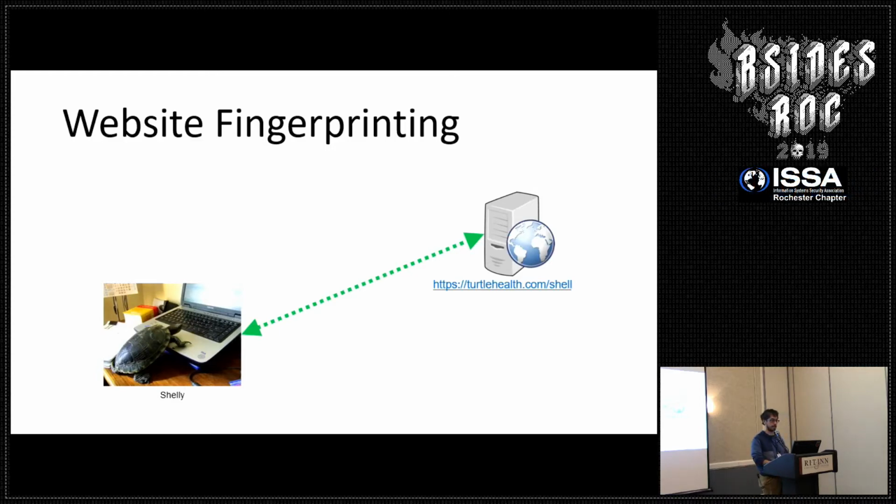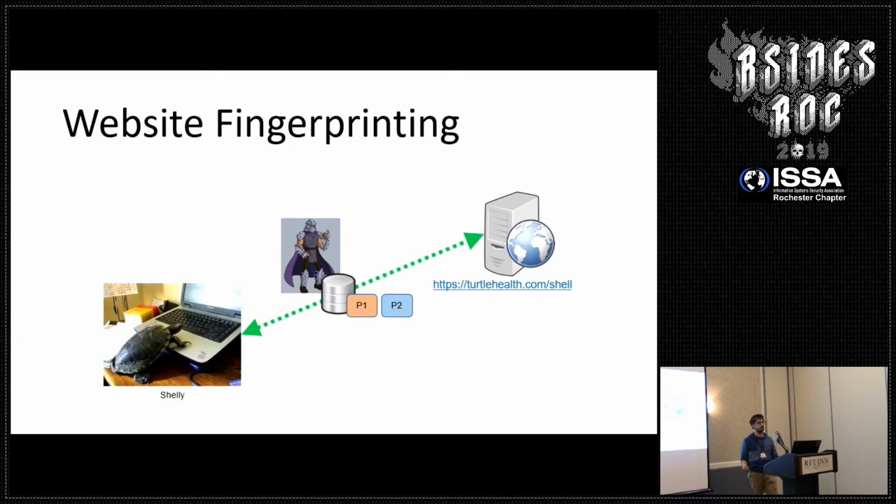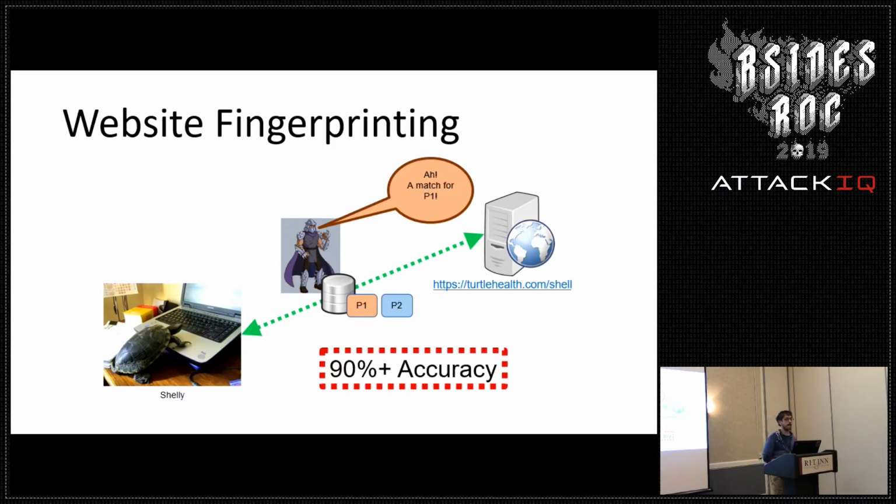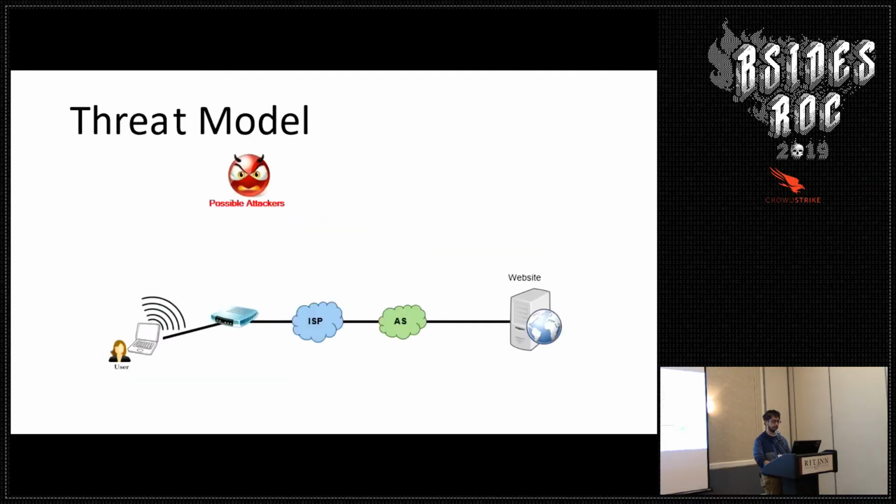So Shelly is connecting to turtlehealth.com. Shredder is, again, sniffing the wireless traffic, and he's got his database, P1 and P2, and he sees that this is a match. This traffic going back and forth that Shelly is sending to the website is a match for P1. And so he says, oh, okay, well that means that Shelly probably has athlete shell. And it turns out that this attack is pretty effective. It's got, in sort of the prior literature, some 90+% accuracy.